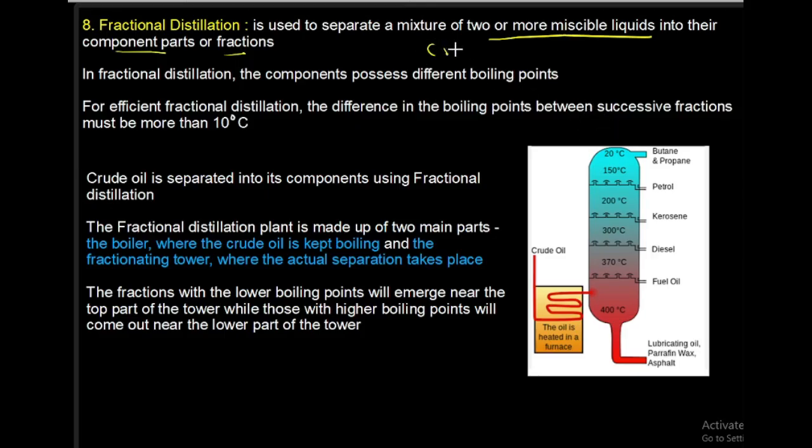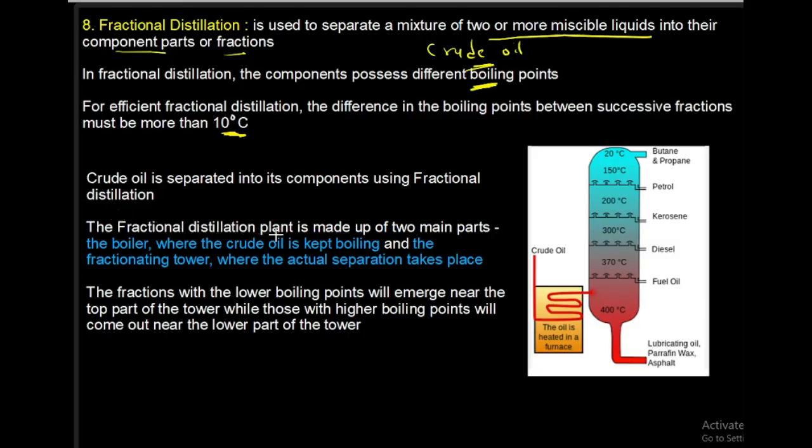For instance, crude oil. All right, crude oil is a mixture that contains more than two miscible liquids. We have kerosene, petrol, diesel. All of them are found in crude oil. So whenever we have liquids that mix with each other, we use fractional distillation. Now here they said in fractional distillation, the components possess different boiling points. Emphasis on this. All right, the separation is based on difference in what? Boiling points. Now for efficient fractional distillation, the difference in the boiling points between successive fractions must be more than what? 10 degrees Celsius.